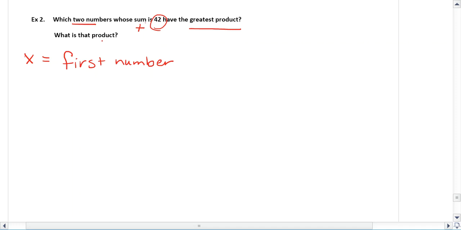If their sum is 42, that means if you add the two numbers together you get 42. I don't want to use an x and a y here because I need to write a quadratic. Because this greatest is a maximum, this is a vertex problem, and I just want to have one letter in my equation of the quadratic. So if x is the first number and you add the two to get 42, then the other number would have to be 42 minus x. So that's my second number. Take a minute and see how to write that.